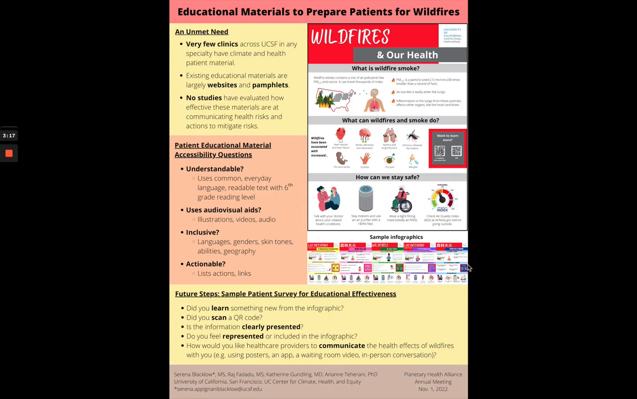So down here are examples in mini of graphics for different organ systems like lungs, heart, skin, pregnancy, mental health, and we also have a pediatrics one.